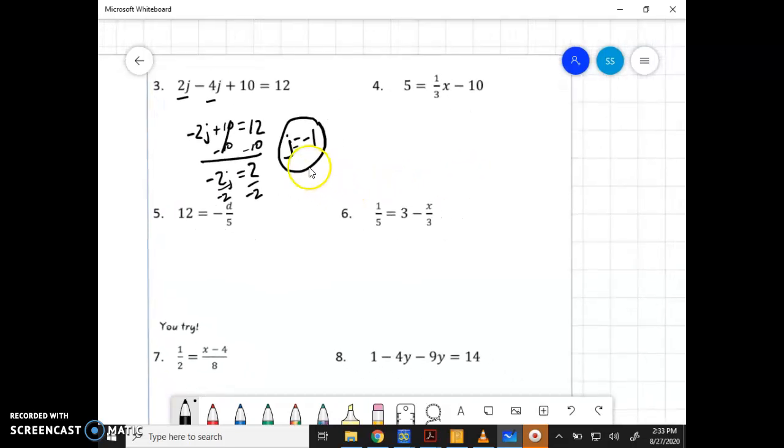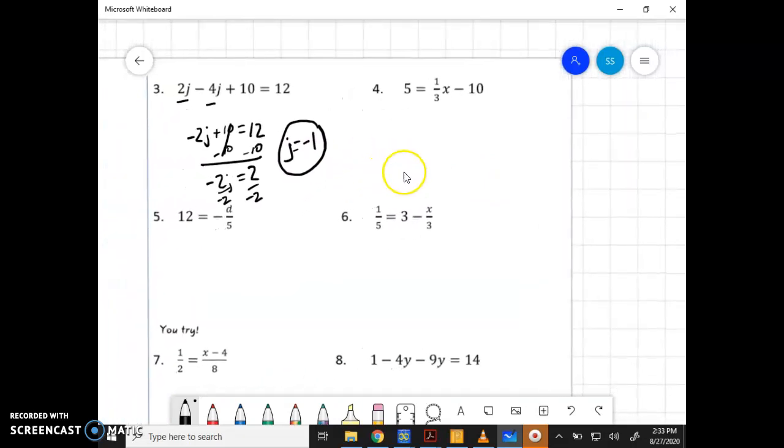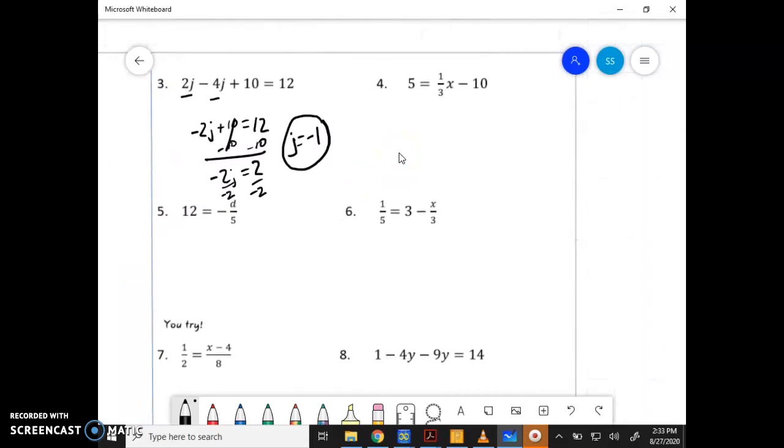All right, number 4. This one is a little bit different, but hopefully we pick up on this pretty quick. Sometimes dealing with fractions, students don't like that. But the first thing I want to do, just like I mentioned before, I don't want to mess with the variable until that's all I have left. So I want to add 10 on both sides. All right, and so I get 15 on this side, and negative 10 plus 10 is 0, so it's gone.